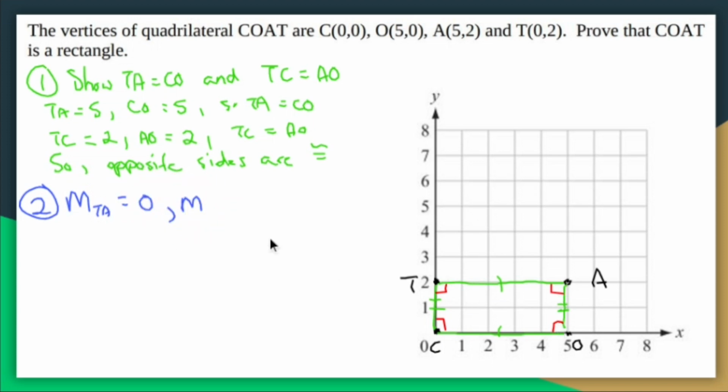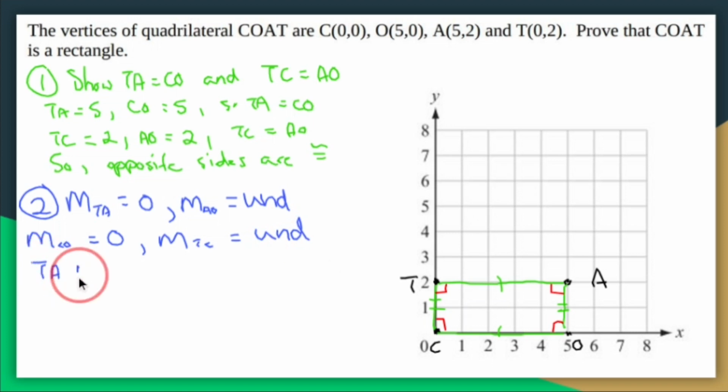The slope of AO is undefined. The slope of CO is 0. And the slope of TC is undefined. What that means is TA is perpendicular to AO.